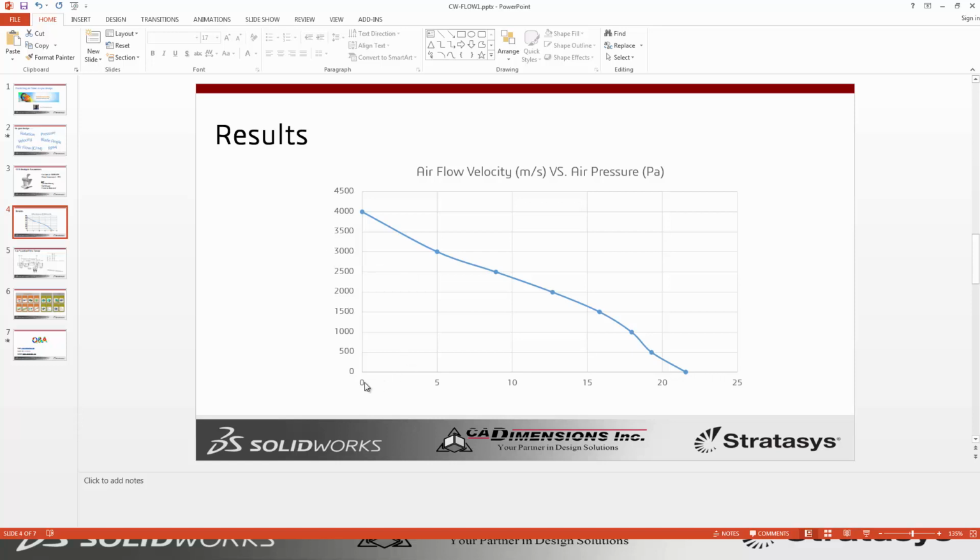So this is my airflow velocity at one location, at that surface location, and this is the change in air pressure. So when I set it to 4,000 pressure gauge, 3,000, this was 2,500, this was 2,000, 1,500, 1,000, 500, and this is 0, which is basically atmospheric pressure.